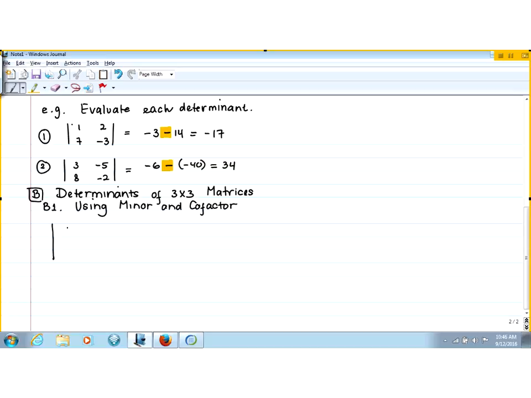So suppose you have this matrix: A1, B1, C1, A2, B2, C2, A3, B3, C3. So this is a determinant of 3 by 3. A1, B1, C1, A2, B2, C2, A3, B3, C3. Right?